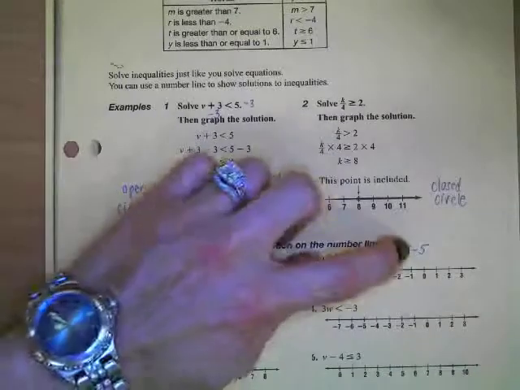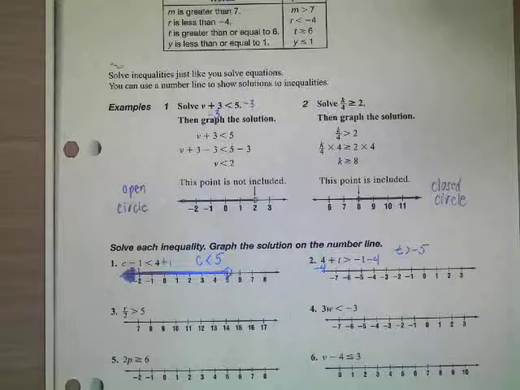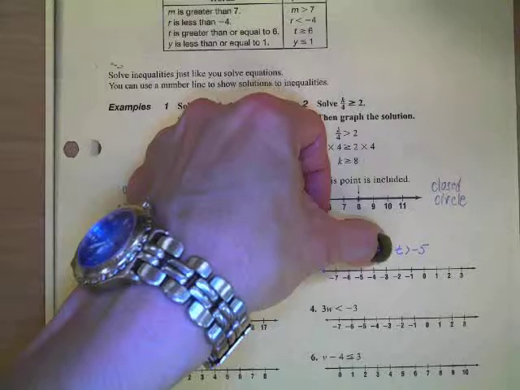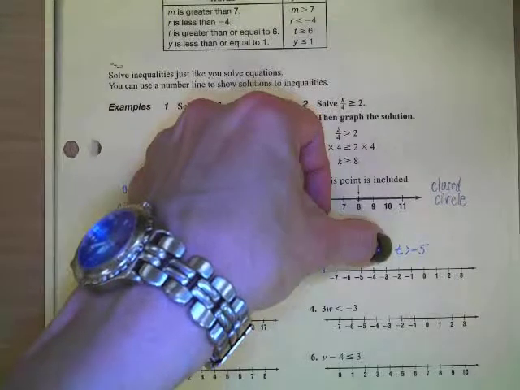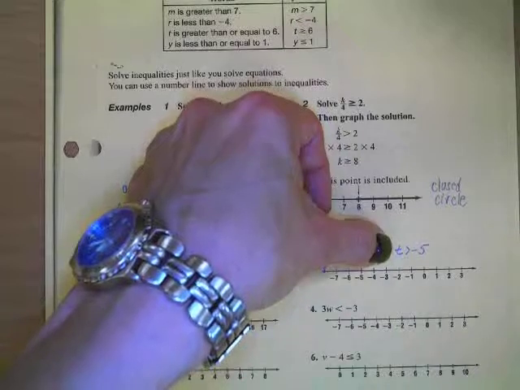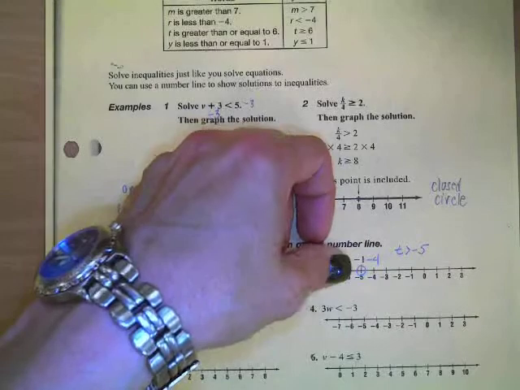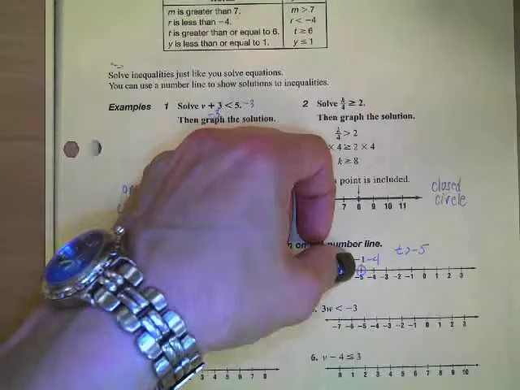Okay, is negative 5 one of my answers? Could I have negative 5 as an answer? Listen to what I'm saying: is negative 5 ever going to be greater than negative 5? No, it's going to be equal, right? So it can't be one of my answers. I'm going to put an open circle because it can never be one of my answers, okay?